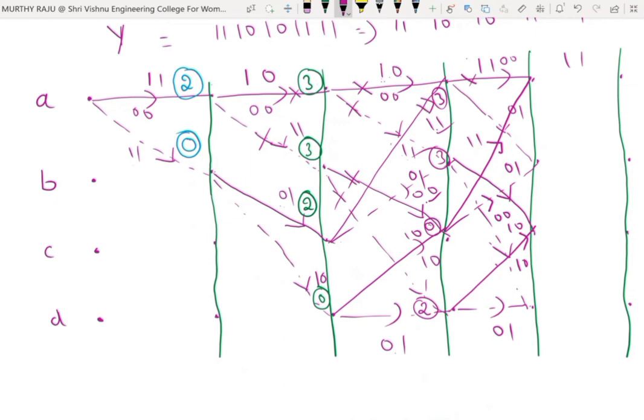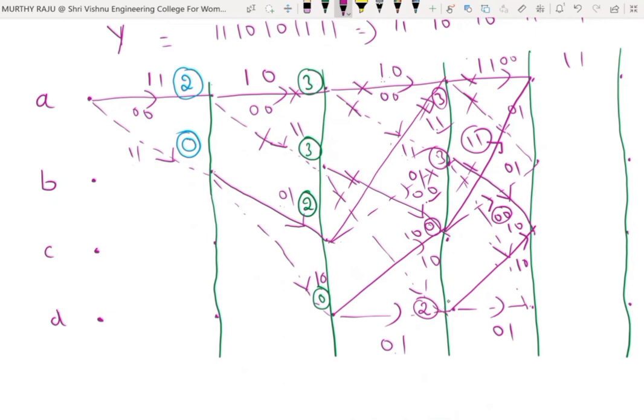This path metric, this one and this one and this one are cancelled, because of higher values. Only consider 0 and 2. Here consider this 1 1 and 1 1, and 0 0, because C to A is 1 1 and C to B is 0 0.